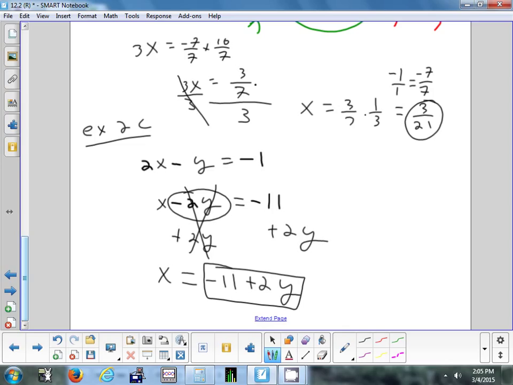Now we've got a letter by itself. Which letter did we get by itself? X. So now what do I do with this negative 11 plus 2y? Fill it in. Where is it going to get filled in? The 2x. It's going to get filled in for which letter? X. Right there.